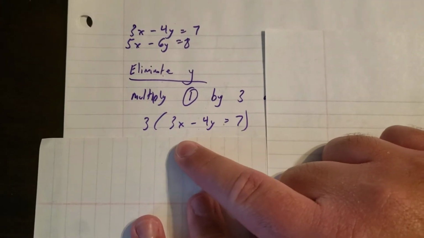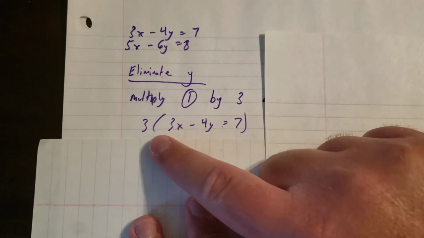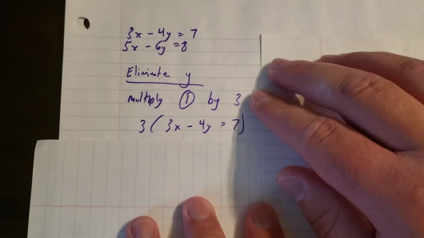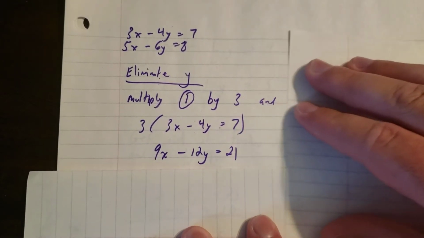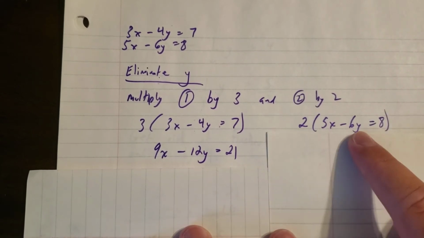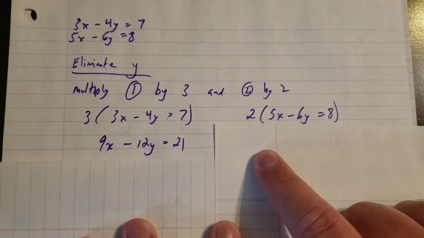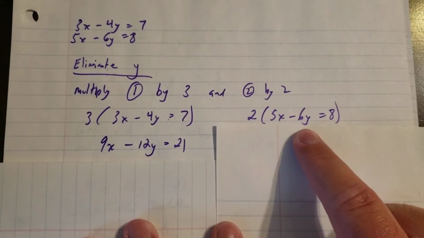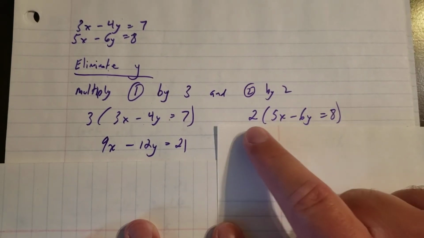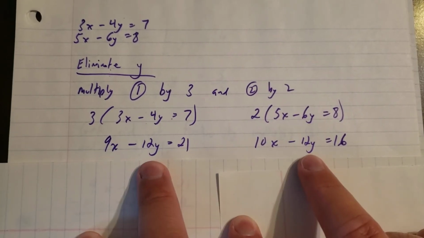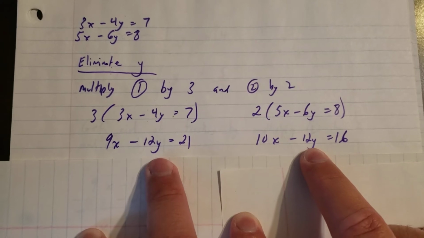Multiplying this equation by 3 gives me that. 3 times 3x is going to be 9x. 3 times negative 4y is going to be minus 12y. 3 times 7 is 21. Likewise, I multiply the other equation by 2. 2 times 5x is going to be 10x. 2 times negative 6y is going to be negative 12y. 2 times 8 is going to be 16. So here, what you notice is that my y coefficients are now exactly the same.